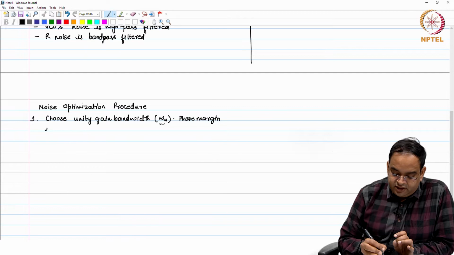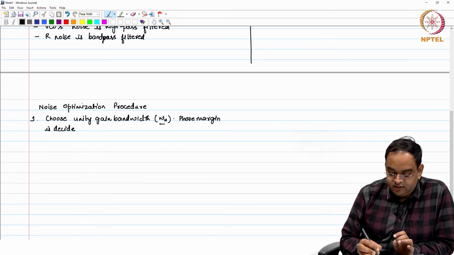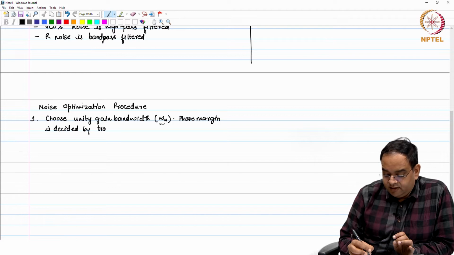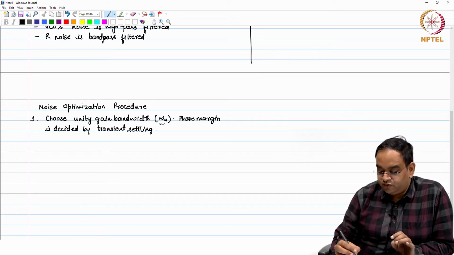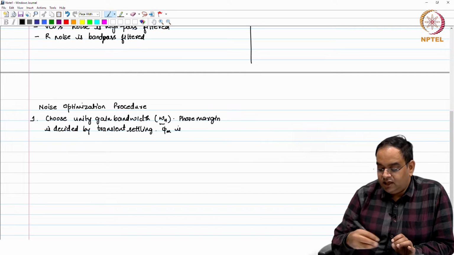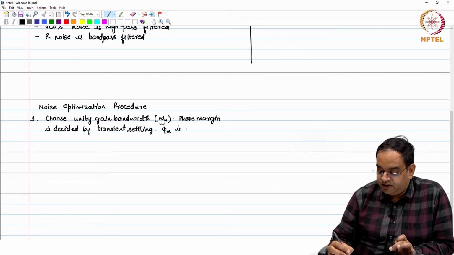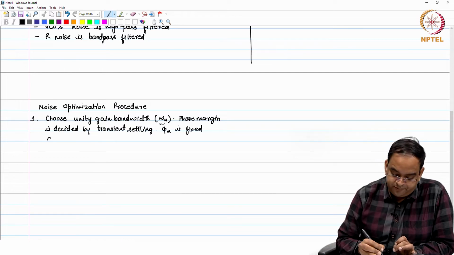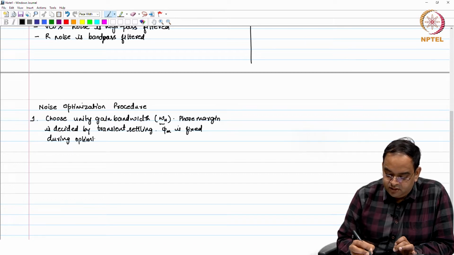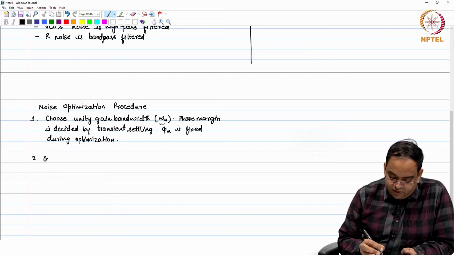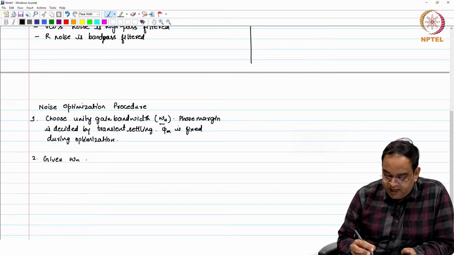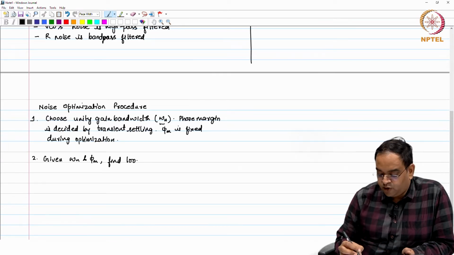Phase margin is decided by transient settling, and that is already given. You can assume that it is either given or you have already chosen. So, phase margin is fixed during the optimization. So, when I pick omega u, for given omega u and phi m, find the loop components.